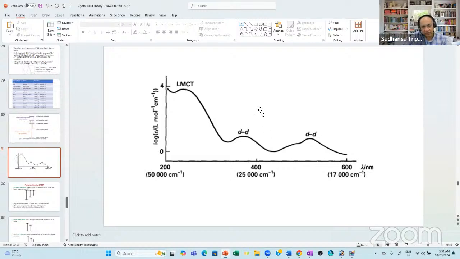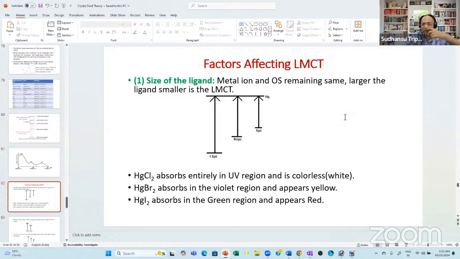But LMCT also can fall inside the 400 to 600 if it is LMCT. But mostly MLCT, they have large energy. That is called CT energy, which is large. So almost all of them fall in the UV region. Now coming to the factors involving LMCT, this is for fun. It's not really important for you.